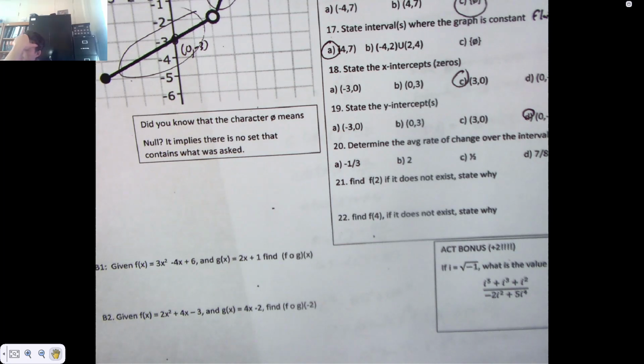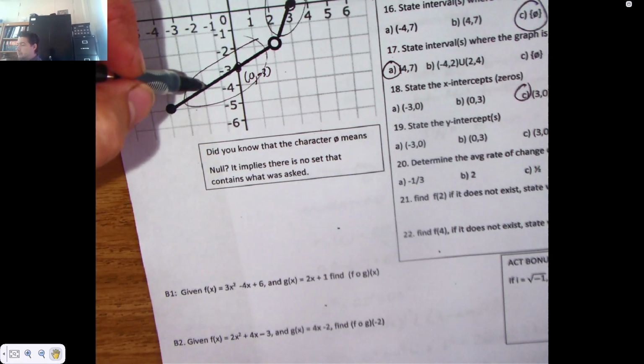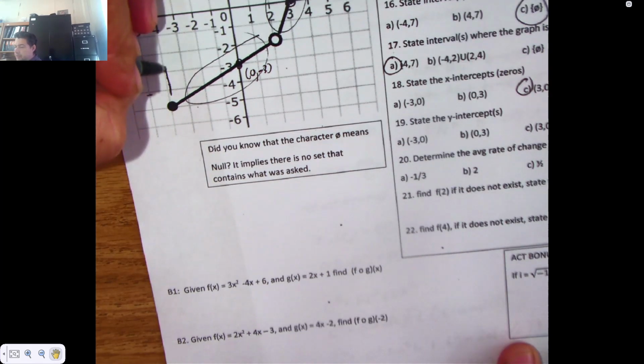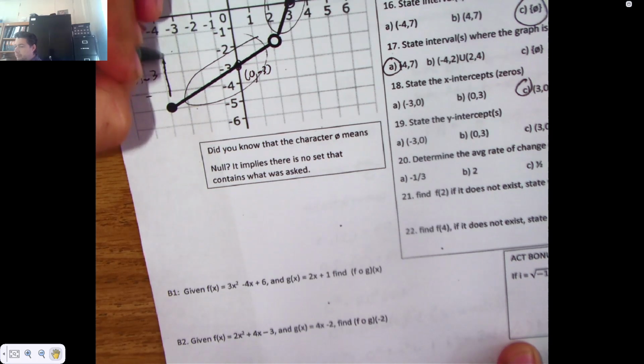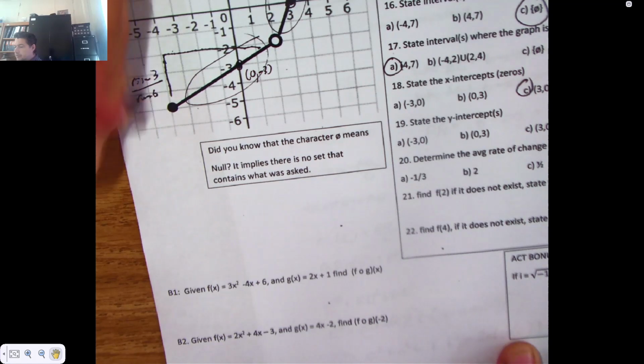Determine the average rate of change over the interval from -4 to 2. So here's where x is -4, here's where x is +2. And it looks like we rise 3 and we run 6. Well, that's going to be 1/2 when everything's said and done.